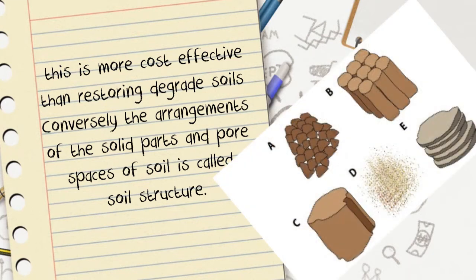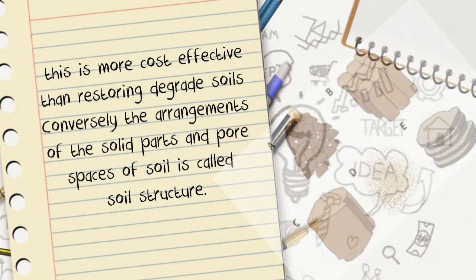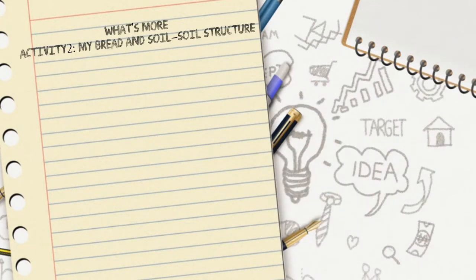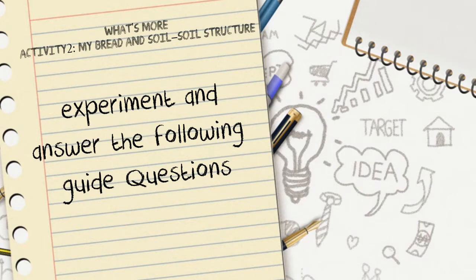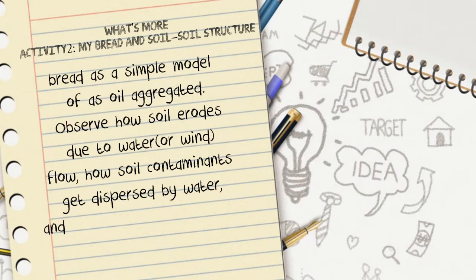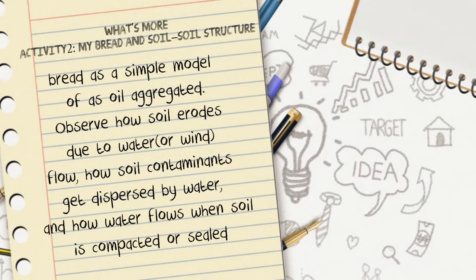Conversely, the arrangement of the solid parts and pore spaces of soil is called soil structure. For your second written work on What's More Activity 2, My Bread and Soil Structure, you have to do the experiment and answer the following guide questions. In this activity, you will use bread as a simple model of a soil aggregate.